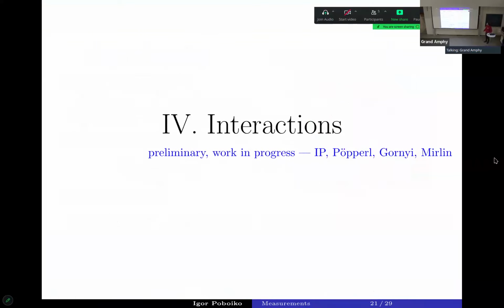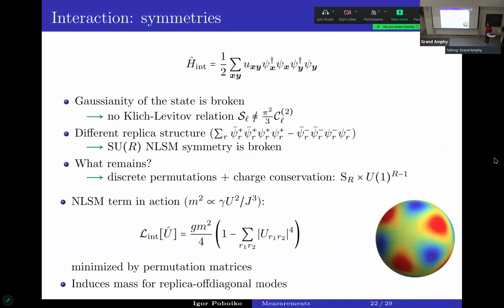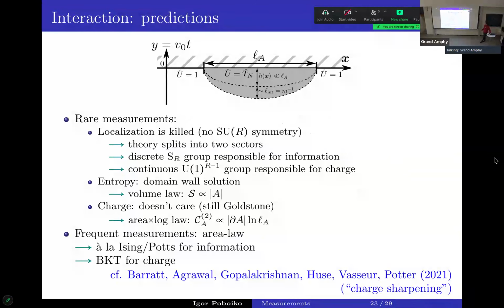Okay, I'll then just skip the part with interactions, just a couple of words. We see that if you include interaction, this continuous symmetry indeed breaks down to the discrete replica permutation symmetry times U(1). You can also see it from the perspective of the nonlinear sigma model. We can derive the actual term which does the symmetry breaking if the interaction is sufficiently small. And from that symmetry breaking, you can predict that, first of all, the relation between entropy and charge fluctuation breaks down. For the charge, you still have this logarithmic scaling. For the entropy, you see the stabilization of a volume law phase.